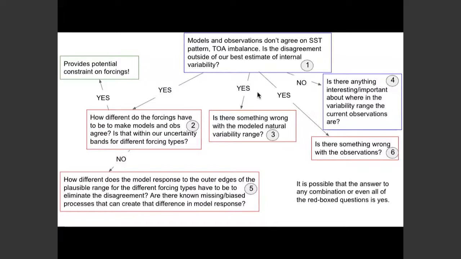Is there something wrong with the observations? And I think Peter showed nicely that yes, there is. Is that enough? It's an open question. Is there something wrong with the modeled natural variability range? That's a big open question. Again, the paleo record might help us here. Or if it's not something wrong with natural variability, then how different do the forcings have to be to make the models and observations disagree? Is that within our uncertainty of different forcing types? If yes, then we need to figure out if the forcings are right. If no, then it's about how the model response differs at the outer edges of the plausible range for the different forcing types. So there are a lot of different interpretations of the recent record, and as Kyle has shown, that has very different implications for what we might see in both the near and long-term future.